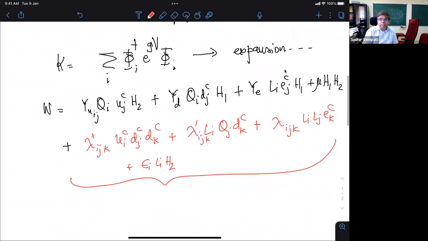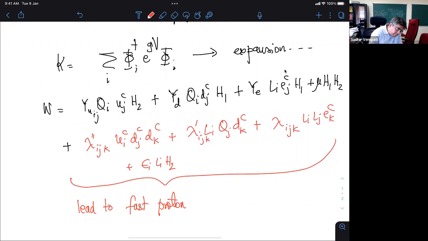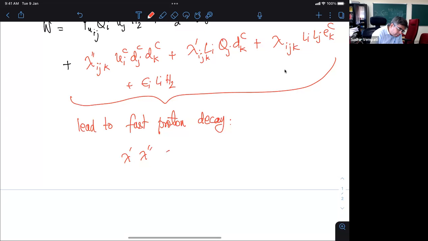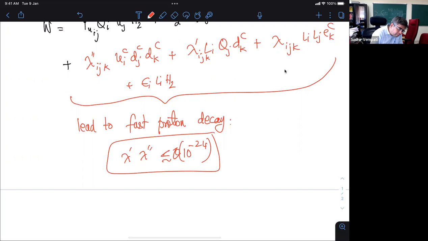So we were discussing these terms, and I said that they have strong phenomenological implications, like they lead to very fast proton decay, so they should be completely suppressed. That means the product of lambda prime and lambda double prime should be less than or equal to 10 power minus 24, orders of magnitude smaller than 1. So they should be very close to 0 essentially. The best way is to somehow avoid these terms completely and set them to 0.